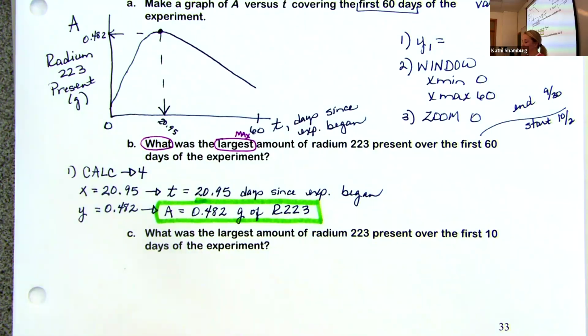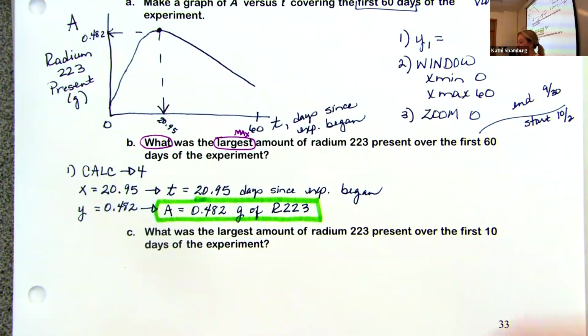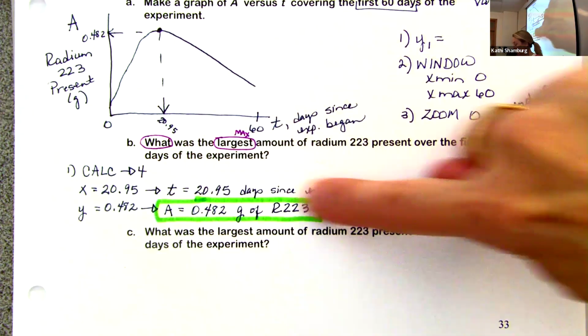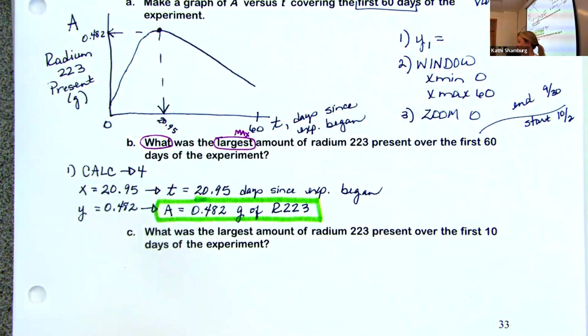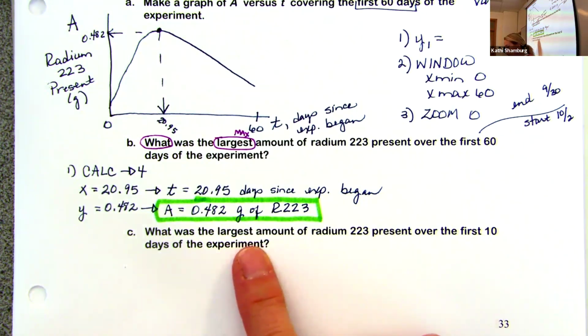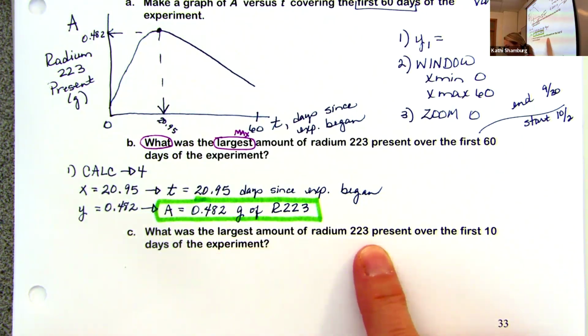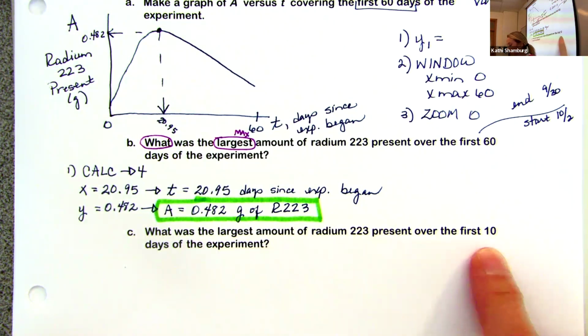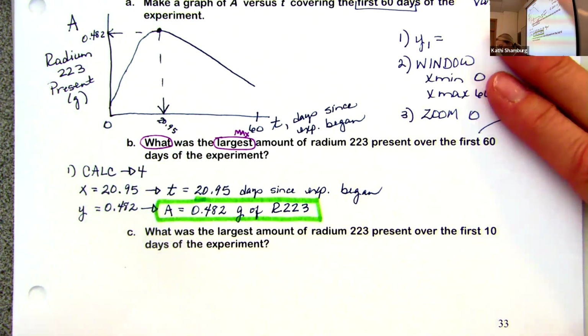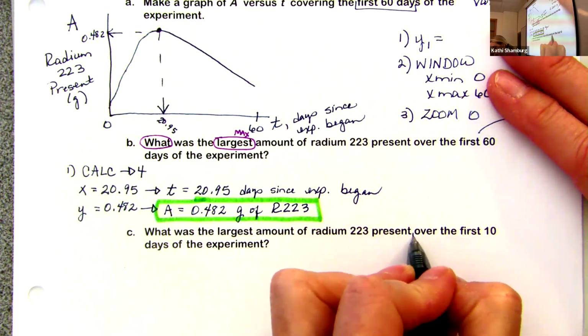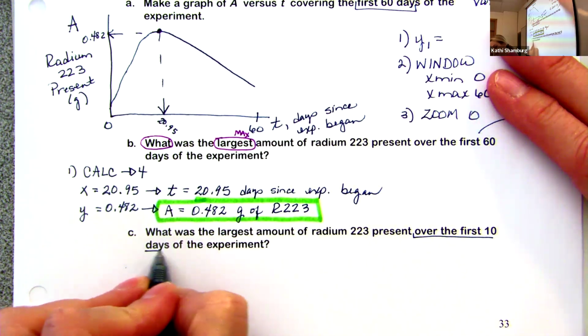Now, in WebAssign or on a test, a lot of times you're also going to have a question that says, when did this happen? And so that would be that answer there. Okay, but it didn't on that one. All right, so part C. What was the largest amount of radium-223 present over the first 10 days of the experiment? Okay, this is what you have to pay attention to: over the first 10 days.